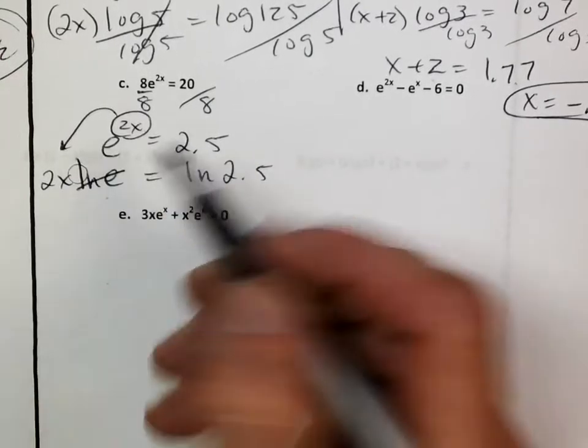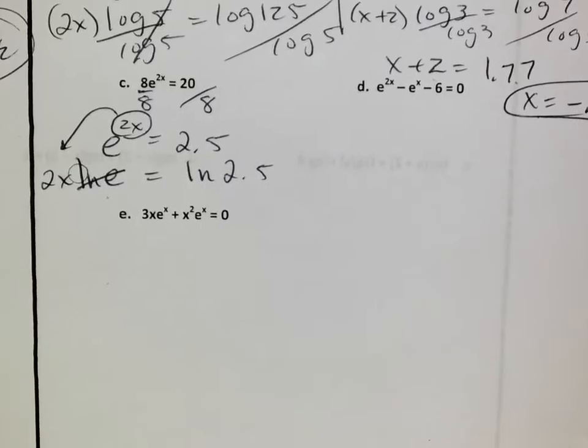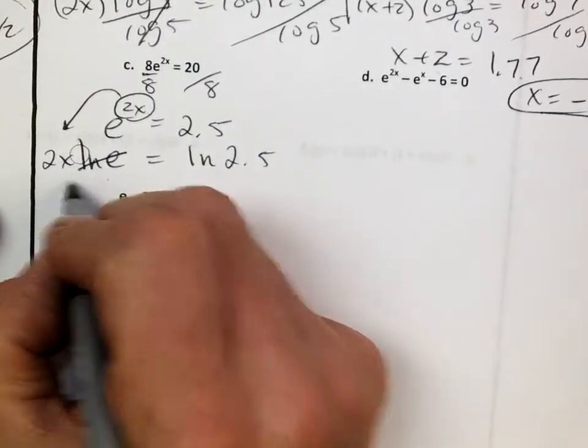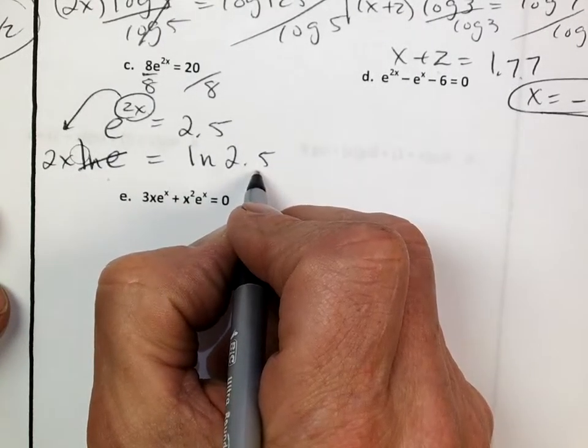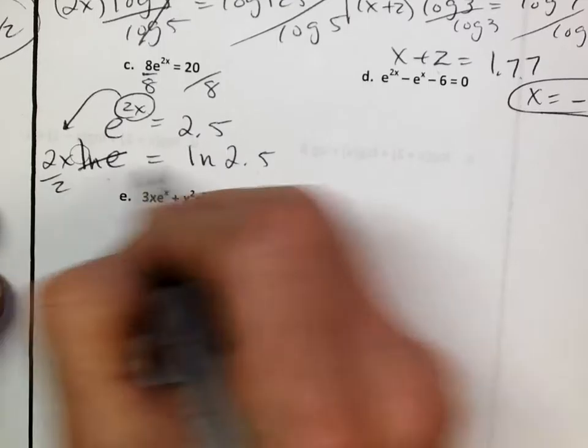ln of e is 1, so I'm going to cross it out. I don't need a calculator. ln of e is 1, okay? So 2x times 1 is just 2x, right? So then I have 2x equals ln of 2.5. Solve for x, just divide by 2, divide by 2.